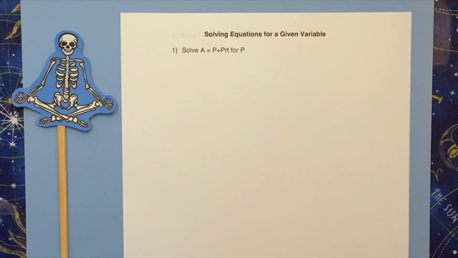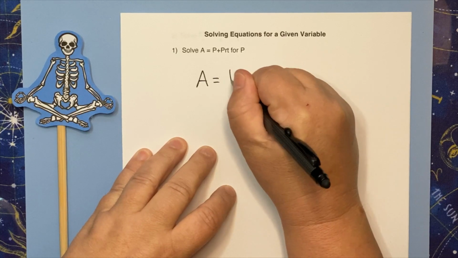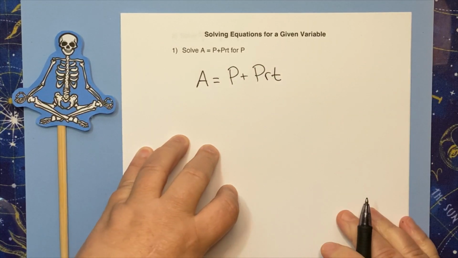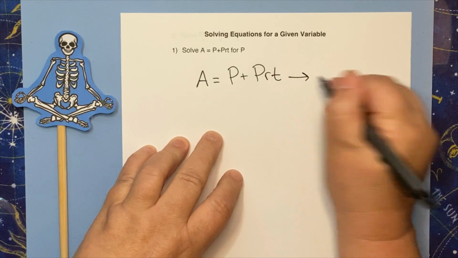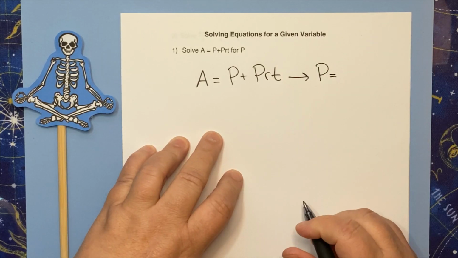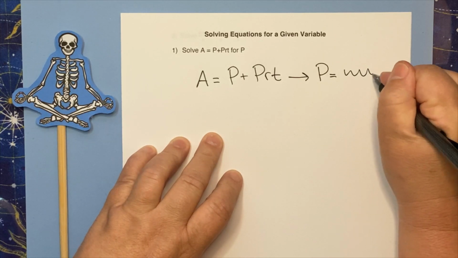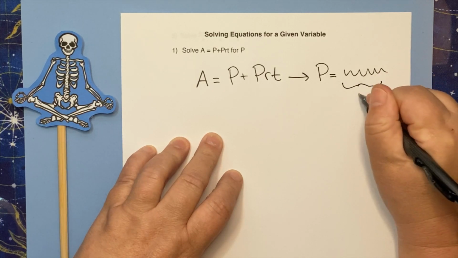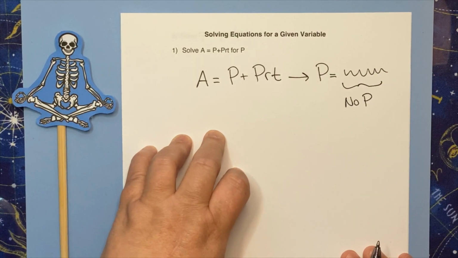They are not interchangeable. Okay, so I'm going to start with A equals capital P plus capital P R T. And now what do I want to get? By the end of it, I want an equation that says P equals, instead of A equals, some stuff, whatever it is. And what's really important is that there's no P on this side. We can all agree that that's important, right?